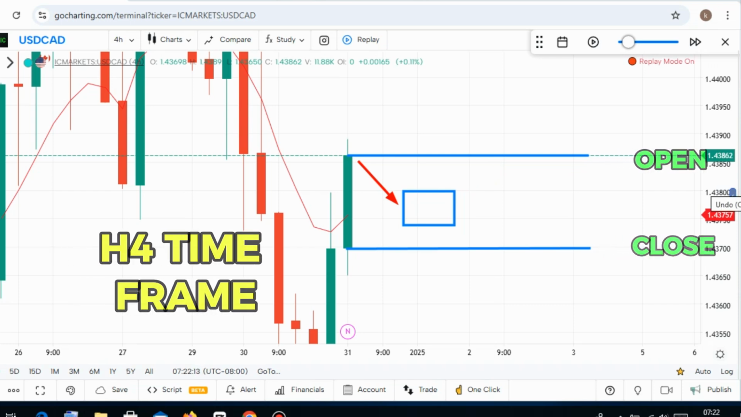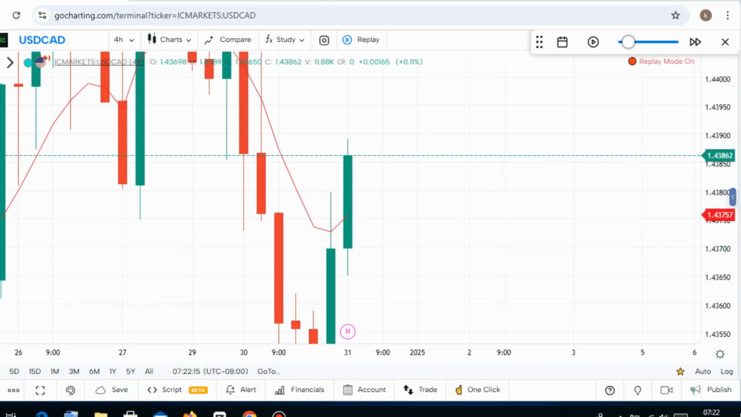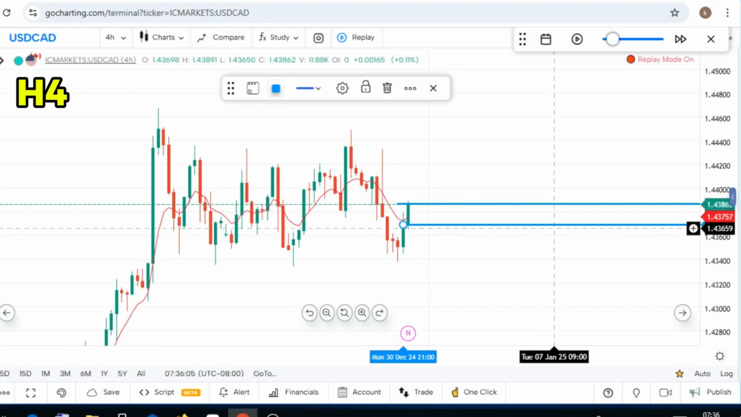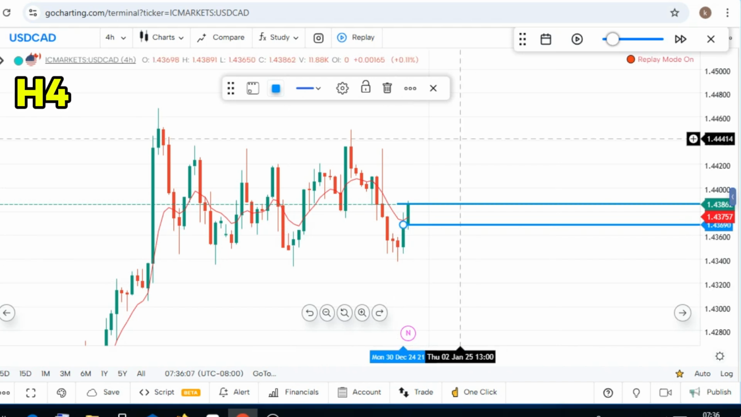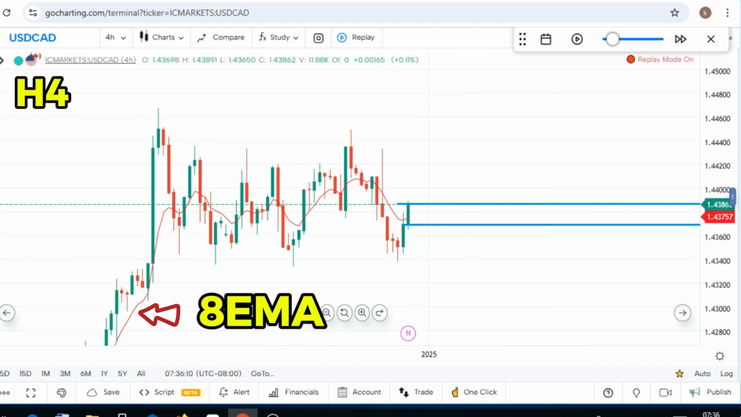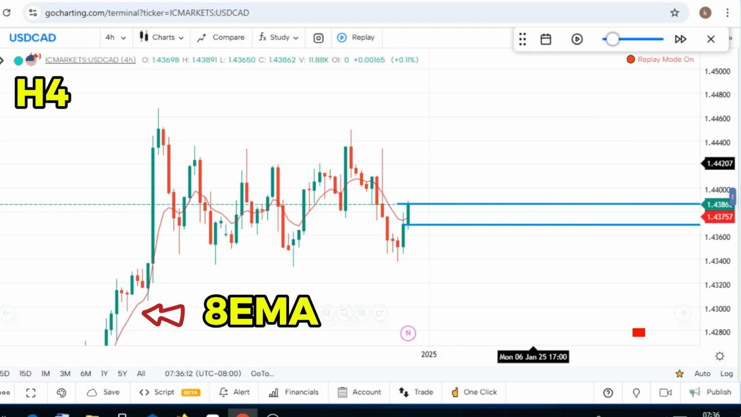Alright, let's dive into some examples to help us better understand this concept. Here is the 4-hour candlestick we have marked out. As you can see, we also have this moving average. That's the other indicator I mentioned at the start of this video. This indicator helps us to trade in line with the trend.